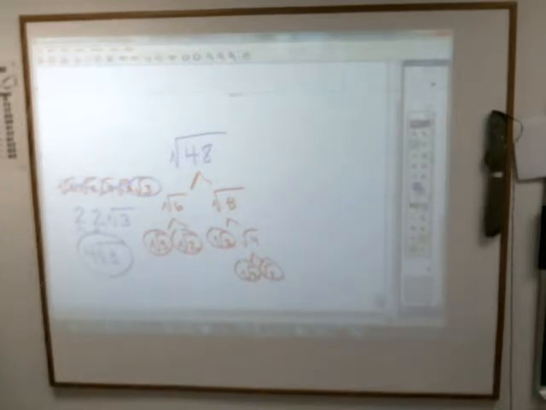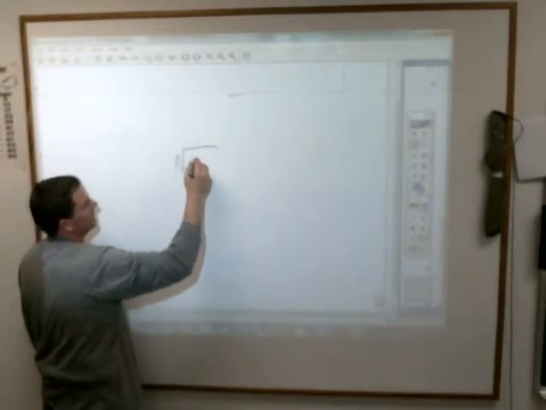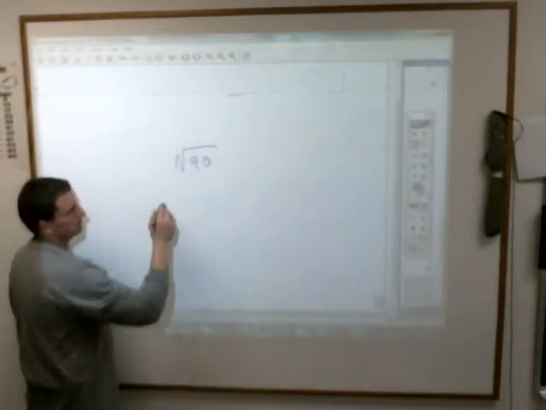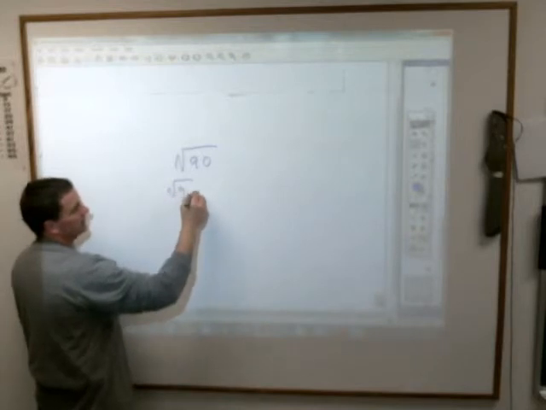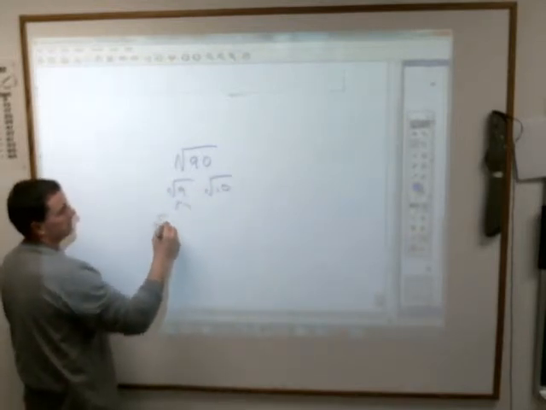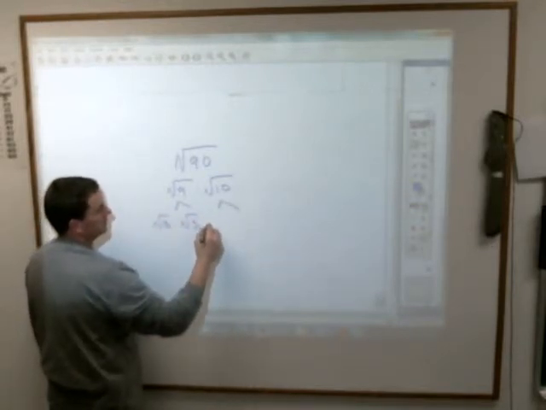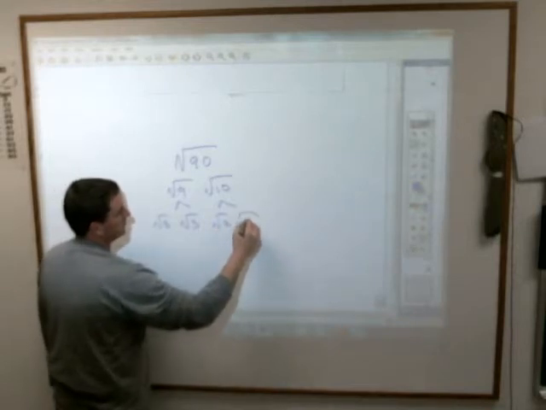Taylor Page. Will it always just be like a number and then a square root number? There won't be any... Yes. No addition, no subtraction. Let's do this one. Square root of 90. Square root of 9 times the square root of 10. Square root of 9 is the square root of 3 times the square root of 3. Square root of 10 is the square root of 2 times the square root of 5.